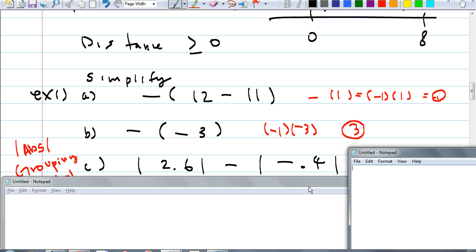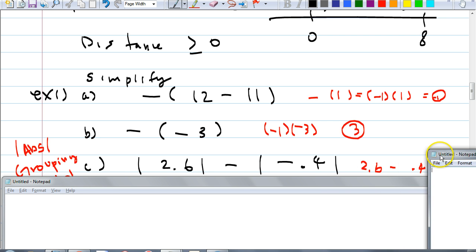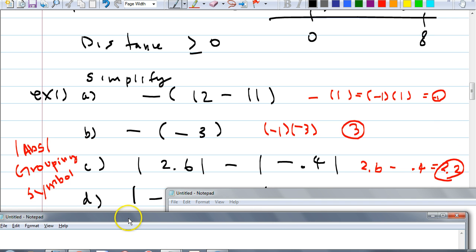So absolute value of 2.6 minus absolute value of -0.4. Of course, absolute value of -0.4 is the same as 0.4. So you could rewrite this as simply 2.6 minus 0.4. Isn't that the same thing? Once you simplify this absolute value, remember, absolute value of a number is always positive. Therefore, it's 2.6 minus 0.4. Of course, class, what's the answer? 2.2 is correct. Easy, you know?